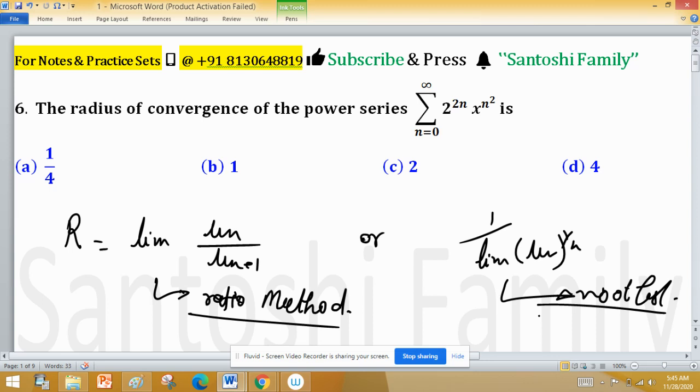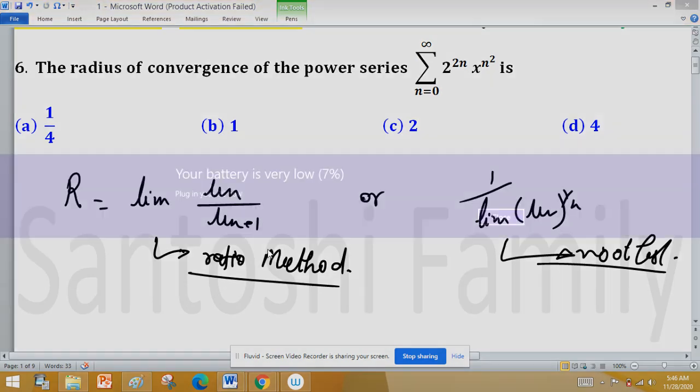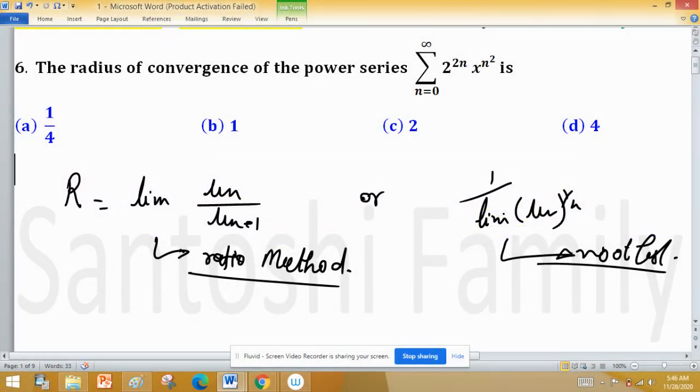either to test whether the series is convergent or not, or to find the radius of convergence, because if we know the radius of convergence then we can say for which values this series converges and for which values this series will not converge. Both are the same terminology somehow, and sometimes the examiner asks about the interval of convergence.